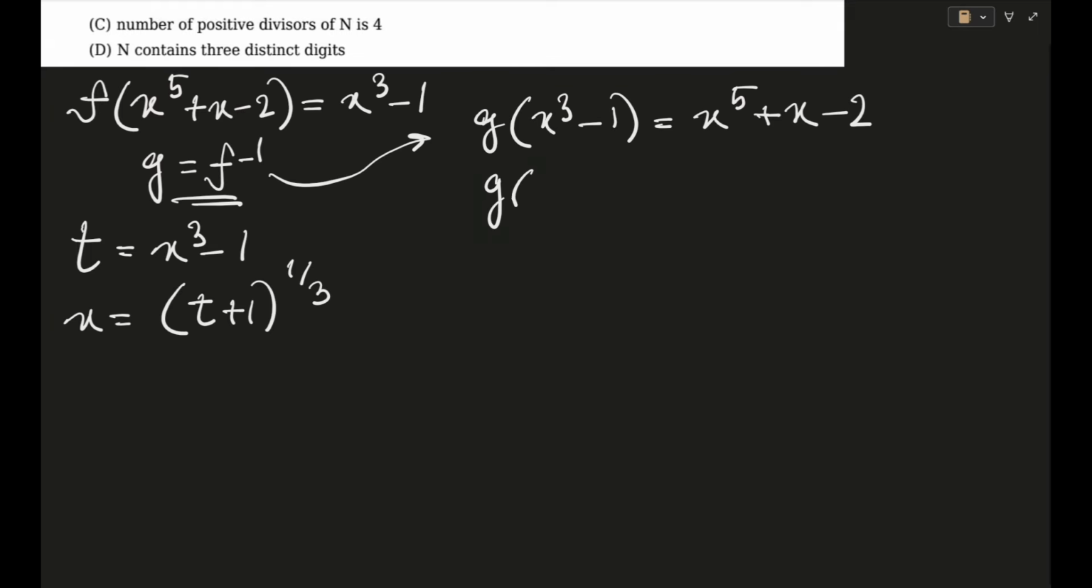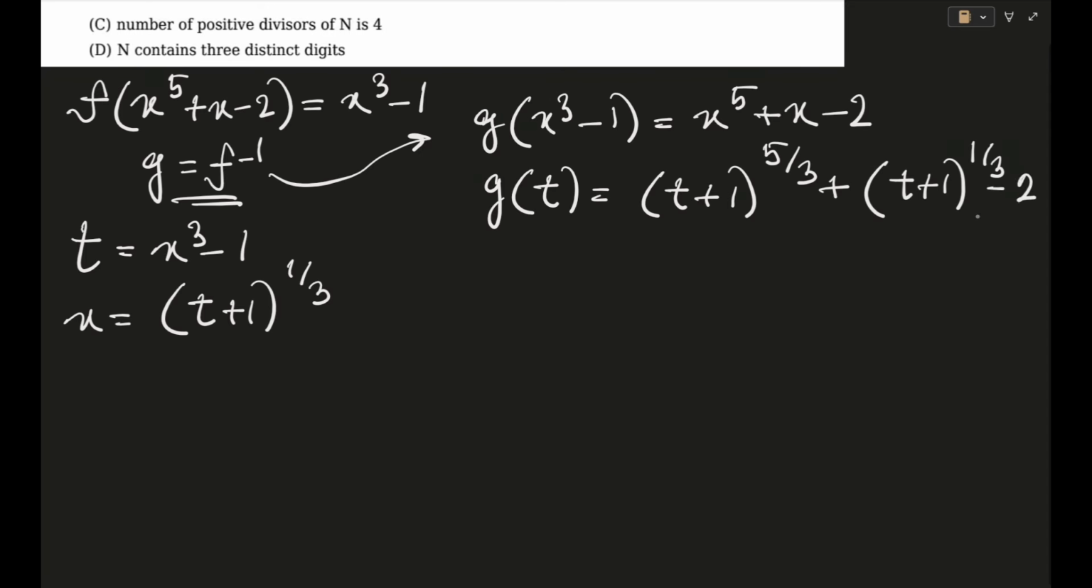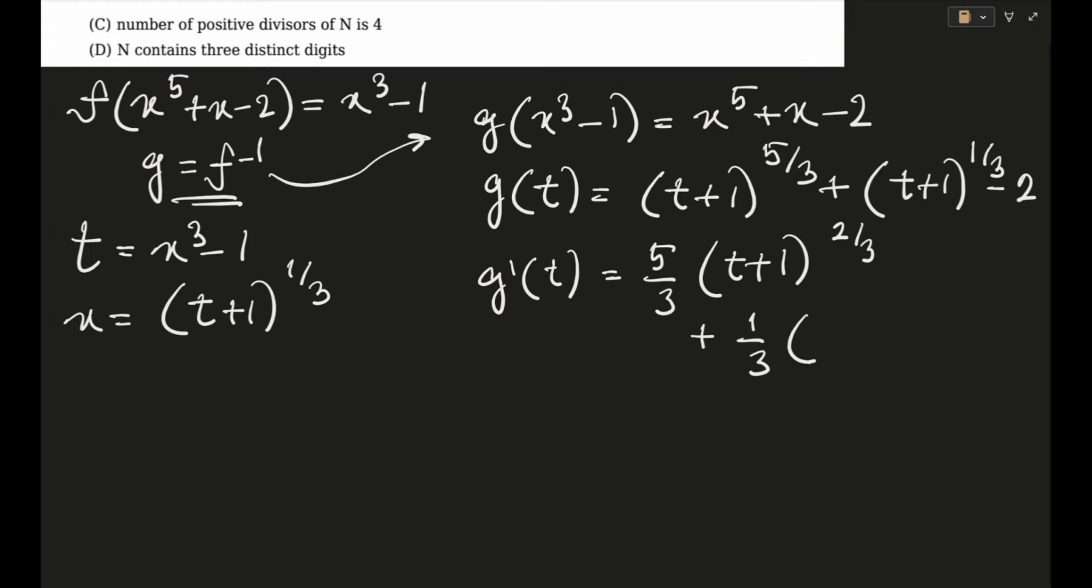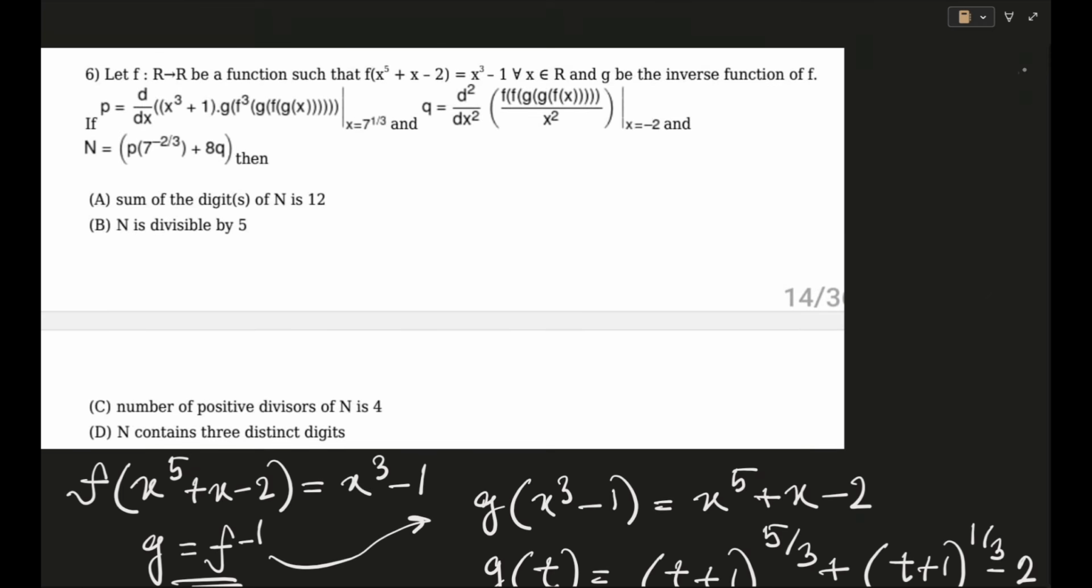So if you take this to be g of t, basically this thing will become t plus 1 to the power of 5 by 3 plus t plus 1 to the power 1 by 3 minus 2. Okay, this is a much better form, I guess. Okay, so differentiating this once, g dash t, we will get 5 by 3 t plus 1 power 2 by 3 plus 1 by 3 t plus 1 power, this will be I guess minus 2 by 3, and the constant will be obviously gone.